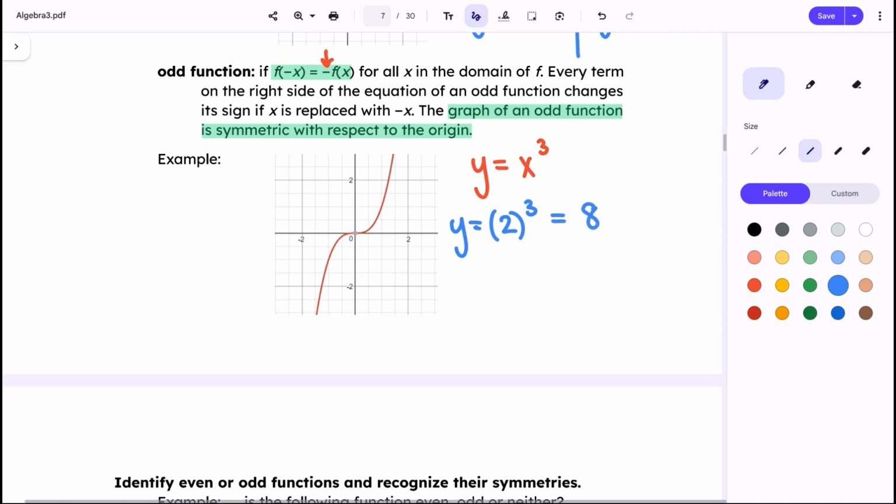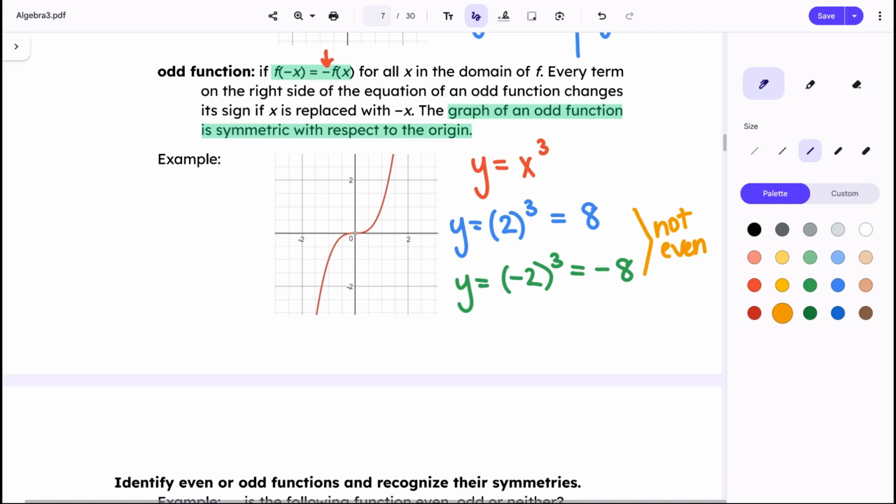If I put 2 in for x, what would this get? 8. Okay, if I was testing for it to be even, then I would change 2 to negative, and then raise it to the third power. What's negative 2 to the third power? Negative 8. Okay, are those the same? No, so this tells me that it's not even.